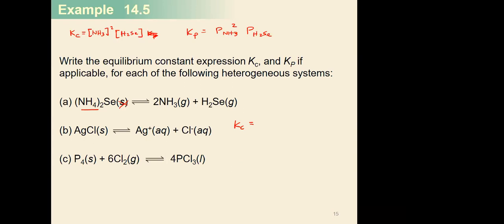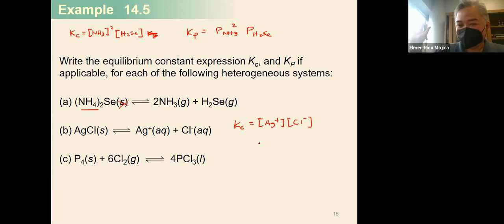Would be a concentration of Ag times concentration of Cl. That's it. You don't have a partial pressure because there's no gas. Now the last one, you have a Kc and a Kp. Now how are you going to express this? Anyone?